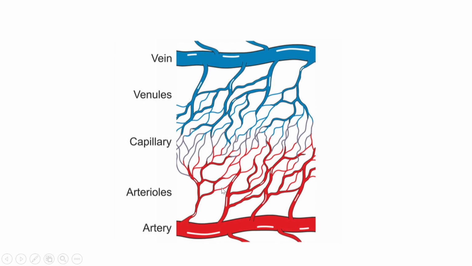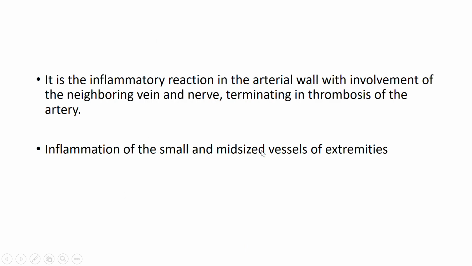As we learned, it affects only the medium-sized and the small-sized arteries. So this you have to keep in mind. Now, if you see the definition given in the textbook authored by Das, it is the inflammatory reaction in the arterial wall with the involvement of the neighboring vein and nerve, terminating in thrombosis of the artery. And again, very important, it is the inflammation of the small and mid-sized vessels of extremities. As we saw in the nomenclature, there is angiitis, that is inflammation of the arterial wall, because of which there is a formation of thrombus and ultimately it is causing the blockage.